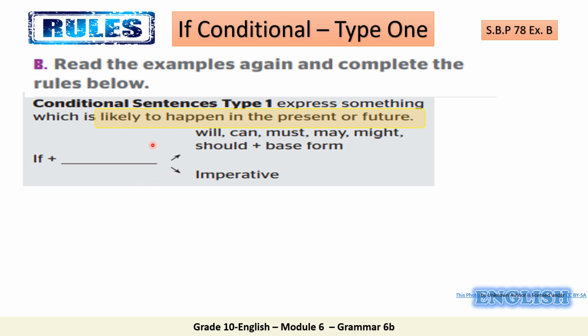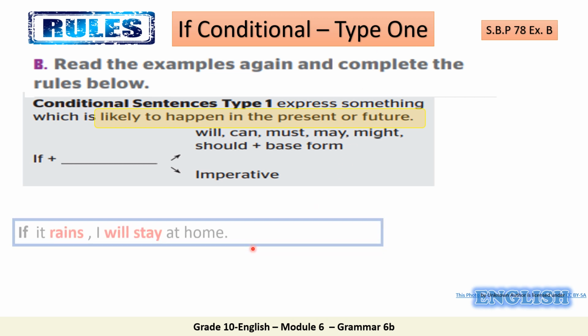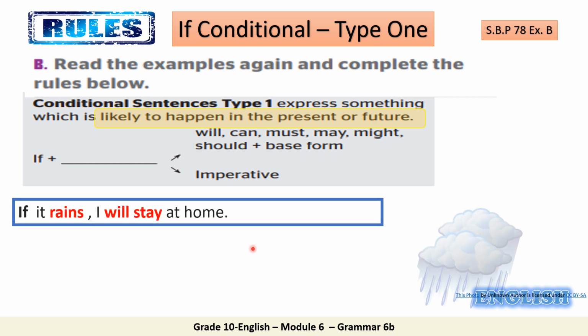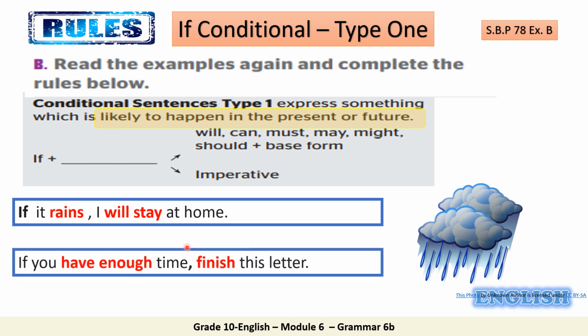So, how to form a sentence using if conditional type 1? Let's read the examples and try to find the answer. If it rains, I will stay at home. If you have enough time, finish this letter. Now I want you to pause the video, reread these two examples, and try to fill in the gap.